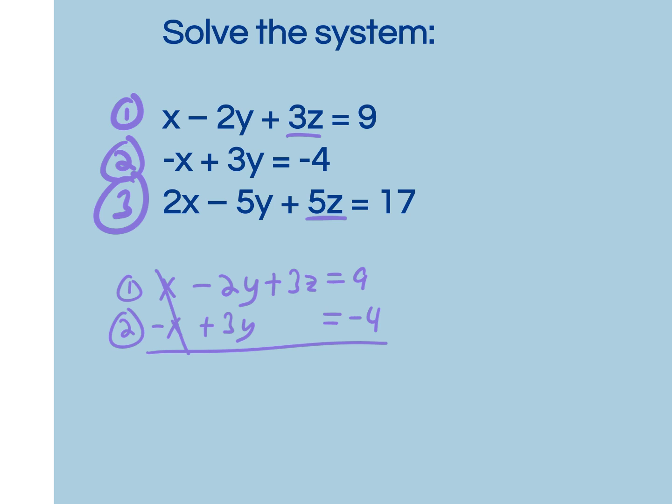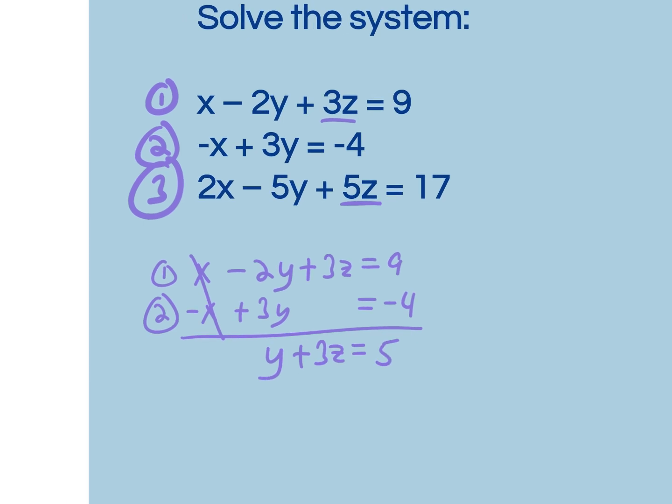What happens when we do -2y plus 3y? That's just a y. And then 3z plus nothing is just 3z. And this is going to equal 9 minus 4, which is what? 5. Good. So this equation that you get right here, I'm going to call new equation number 1. New 1.